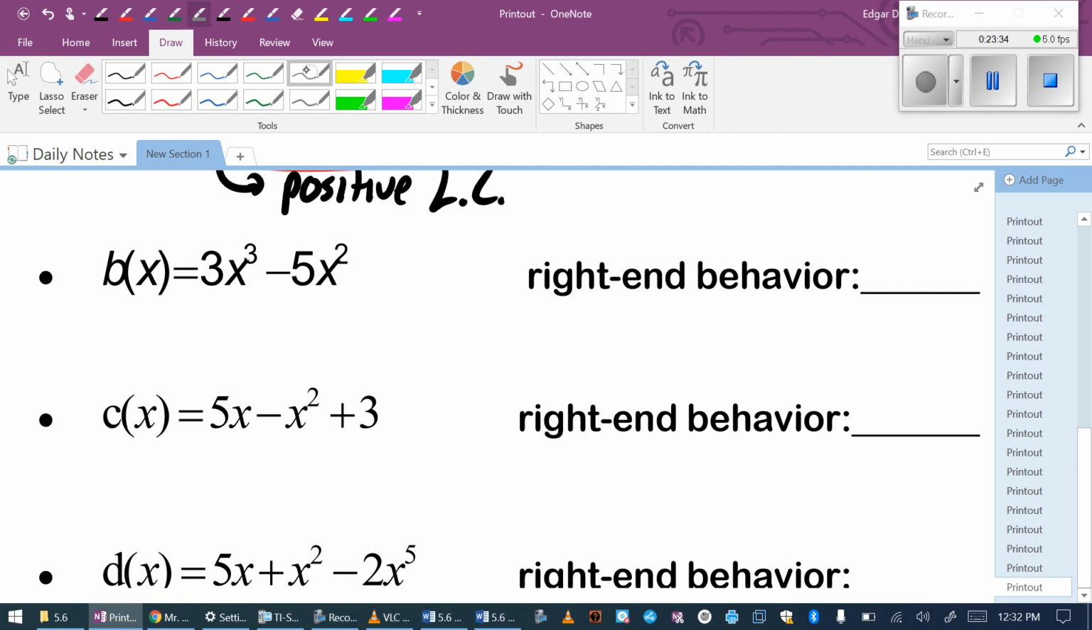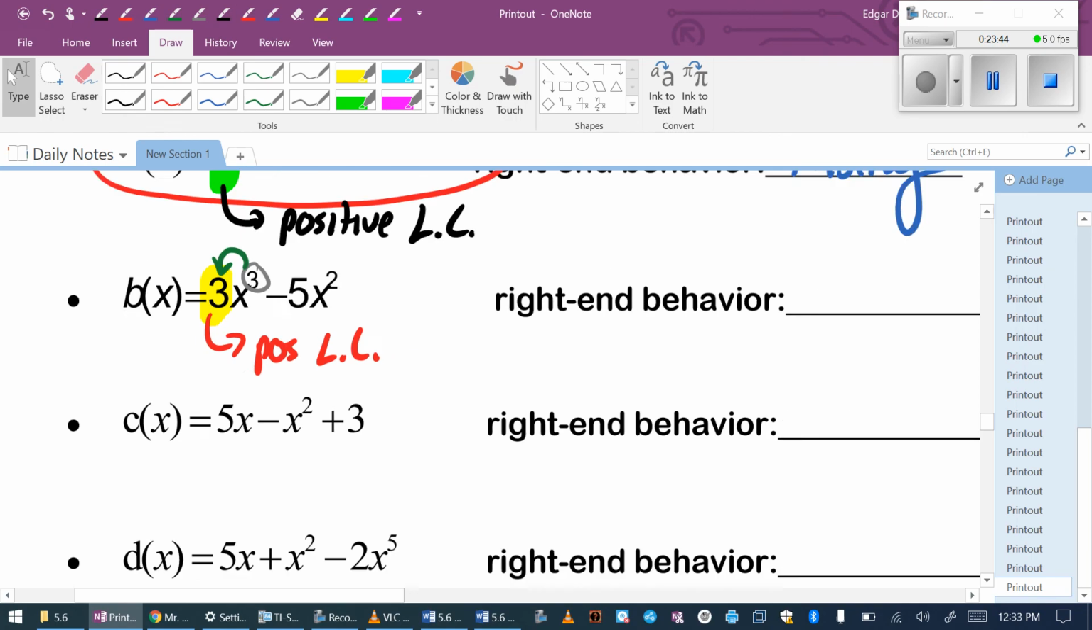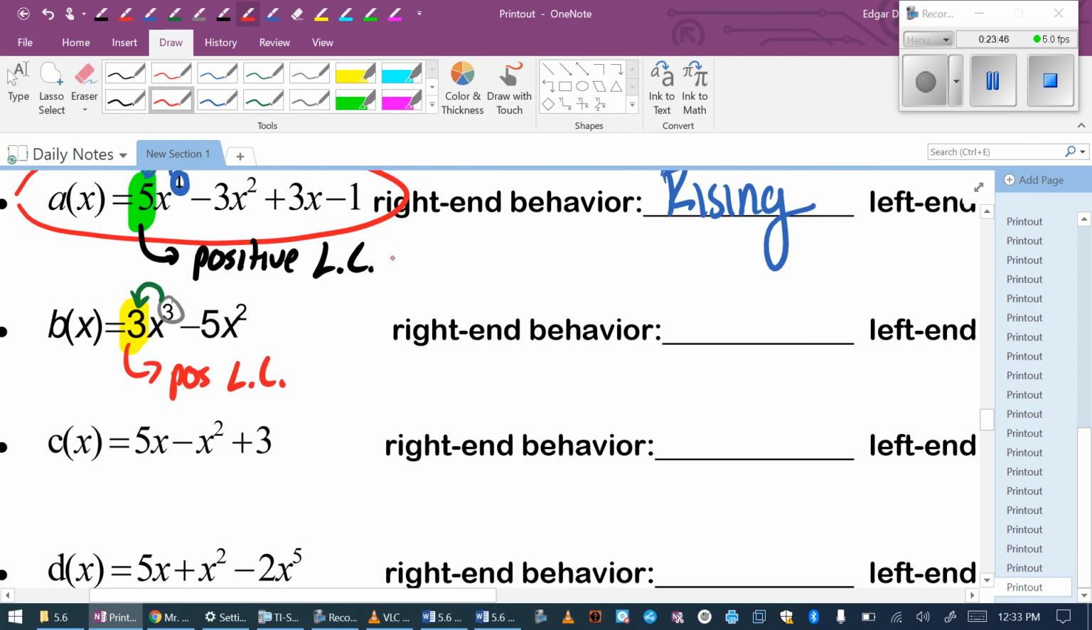Highest degree here is a 3. What's the number in front of that variable? That's a 3. That is also a positive, guys. A positive leading coefficient. And a positive leading coefficient, just like on this one, will also be rising.